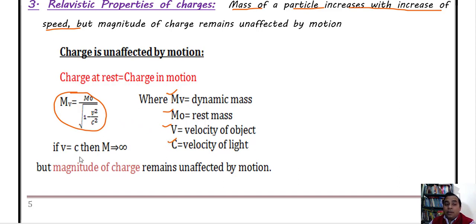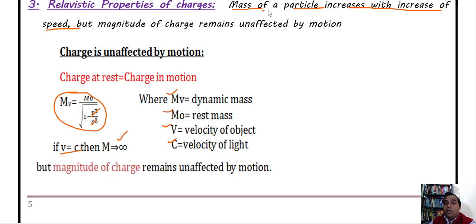Now in case v equals c, then v square will be equal to c square. If the particle starts moving so fast that it becomes numerically equal to the velocity of light, then v becomes equal to c, and so this particular term will become 1. So in the denominator it will be under root 1 minus 1. 1 minus 1 is 0, so something upon 0 means the mass will tend to infinity. That's the statement taken.